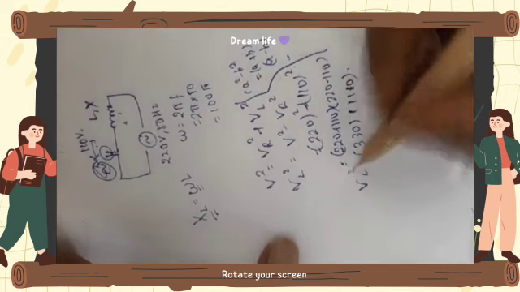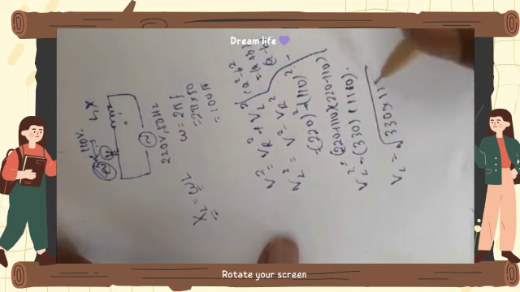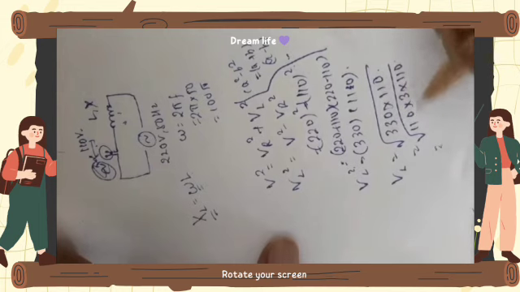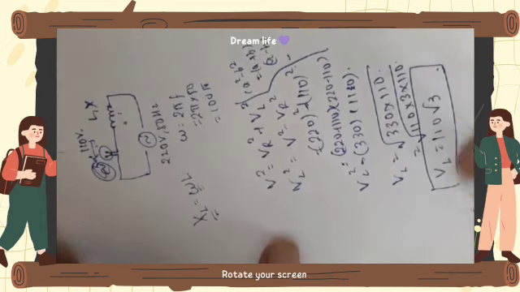This is VL square. Now VL is nothing but the root of 330 into 110. Now I can write this 330 as 110 into 3, since 3 into 110 is 330. So there are two 110s, and I can take 110 out of the square root, leaving root 3. So VL is 110 root 3. So we have found the voltage across the choke coil.